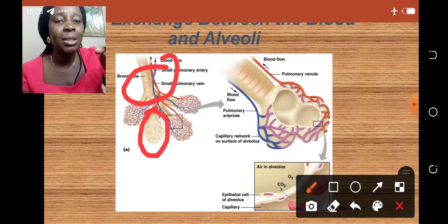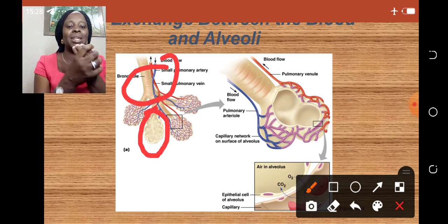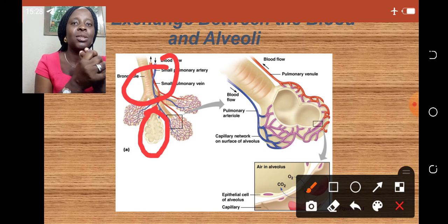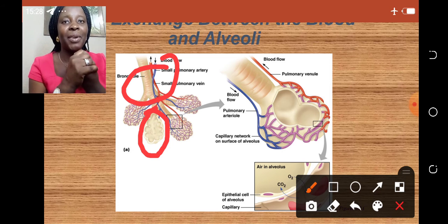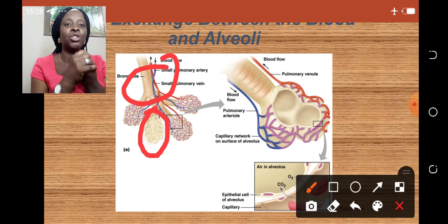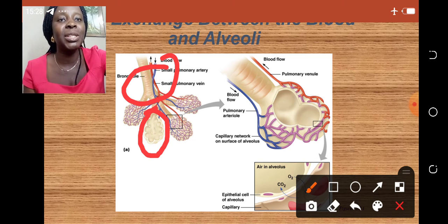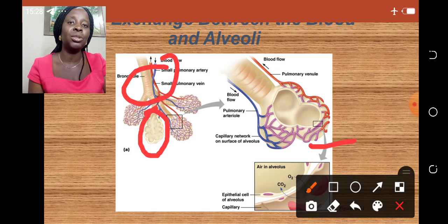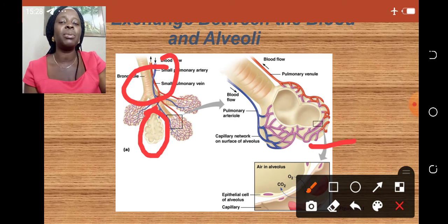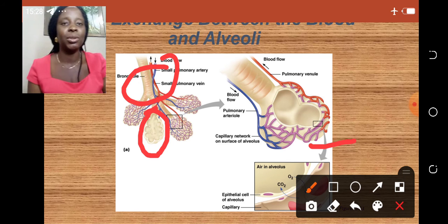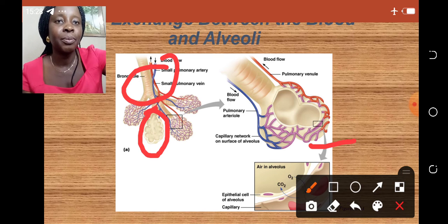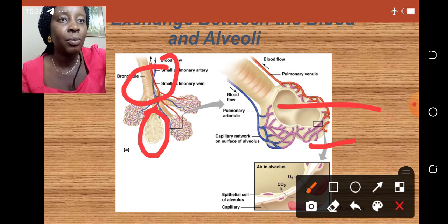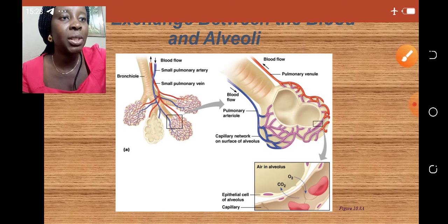All right, now our air sac is made up of clusters of alveoli. And what's the function of that alveoli? That is where exchange of gas really takes place, where oxygen gets into the body, into the blood, and your carbon dioxide leaves the blood. All right, let's move on.